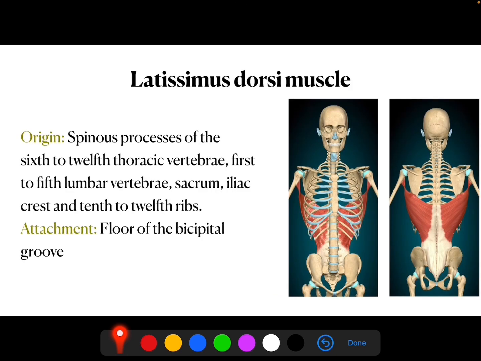Latissimus dorsi muscle. It originates at the spinous processes of 6th to 12th thoracic vertebrae, sacrum, iliac crest, and 10th to 12th ribs. It is attached to the floor of the bicipital groove.